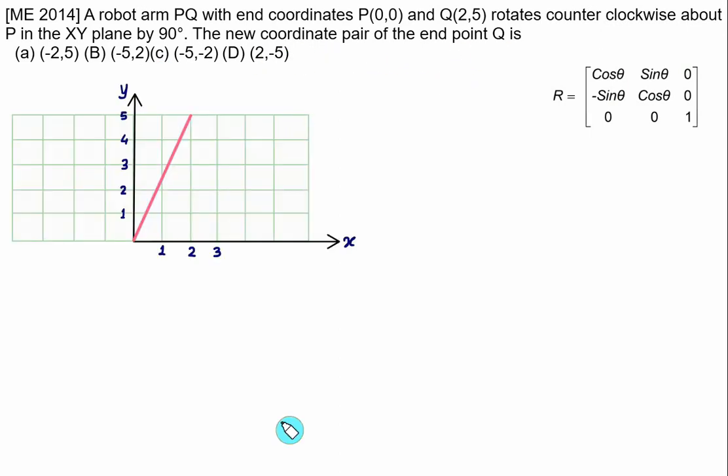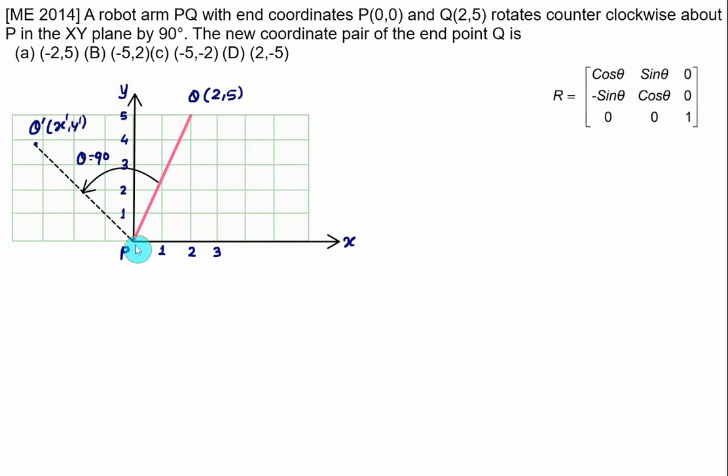So let's represent here the robot arm PQ. The point P is at origin, that is (0, 0), and we have (2, 5) as the point Q. And we want to rotate this point Q, which has an x coordinate equal to 2 and y coordinate equal to 5, in a counterclockwise direction by 90 degrees. So rotation angle theta is equal to 90, and we have to find out the new position of the point Q prime, that is equal to (x prime, y prime), we have to calculate.